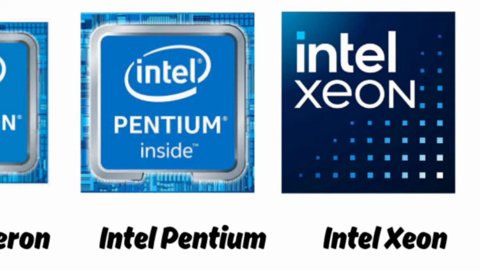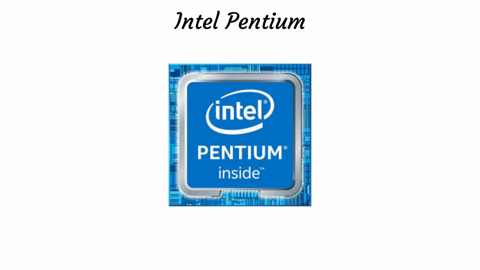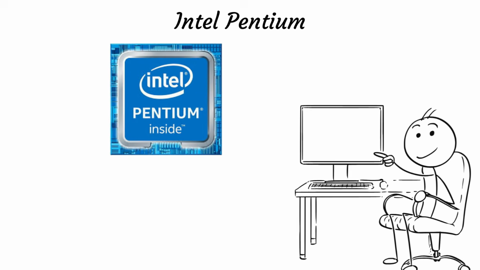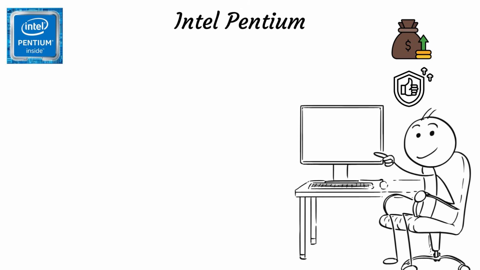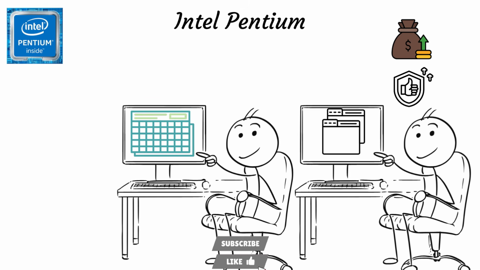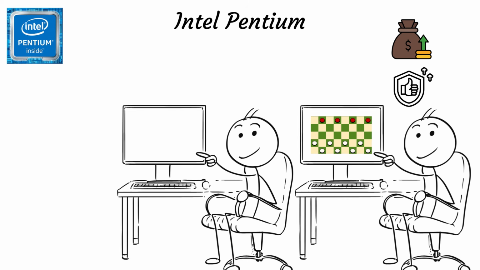Intel Pentium. Intel Pentium was basically the same story as Intel Celeron. They both were weak and got discontinued in 2023, but the difference is Pentium was slightly stronger and more expensive than Celeron. As a result, you could open more browser tabs or run simple office applications more smoothly. It could even handle some classic games like chess and the original Doom game.